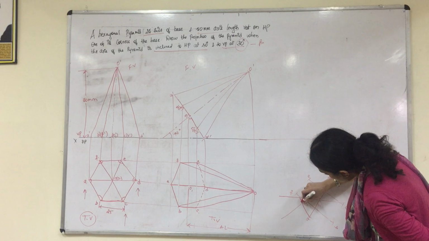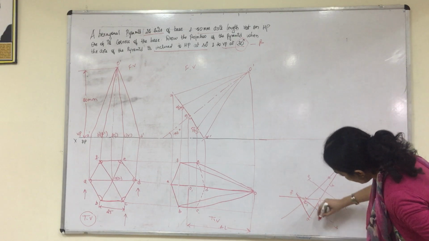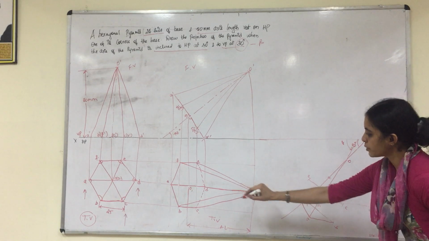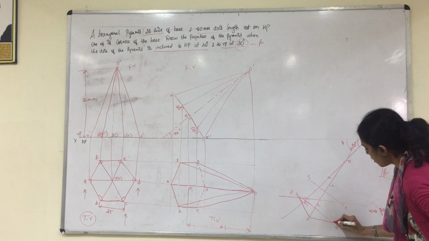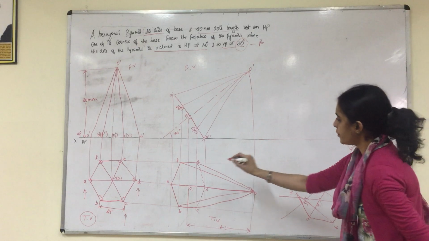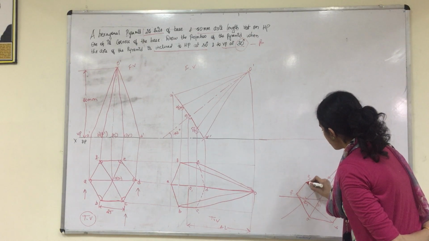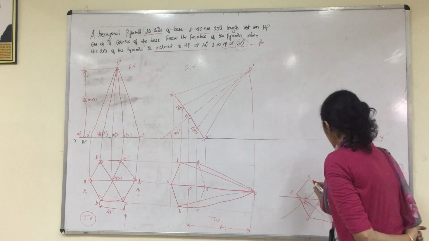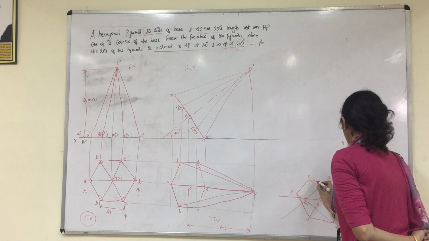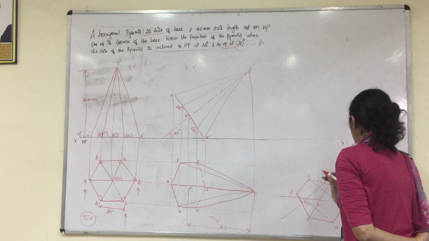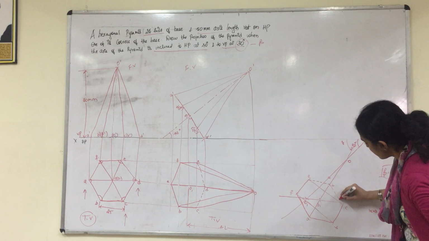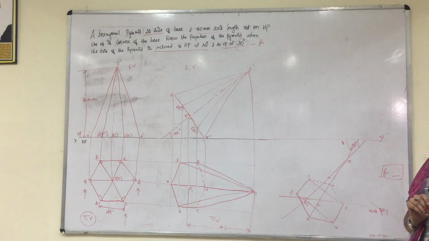So please join using a continuous straight line A to F. A to B, B to C is also visible. Join B to C. F to E is also visible. Join F to E. And then E to D is hidden. We can see the hidden line, so please show the hidden line. And again D to C is hidden. Okay, so that is over.